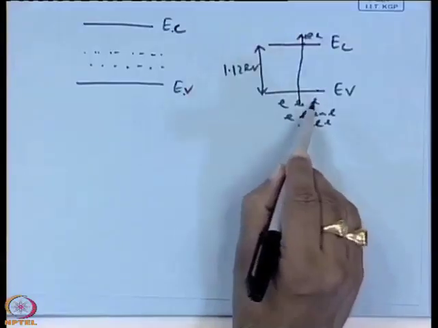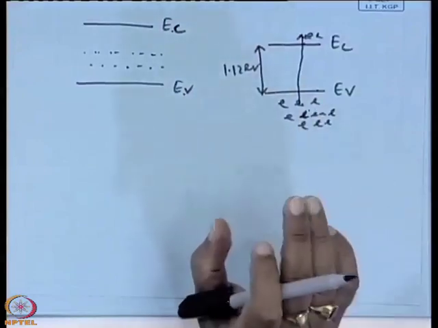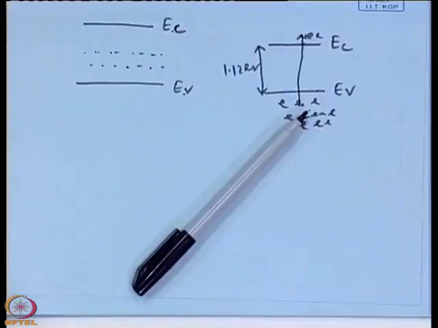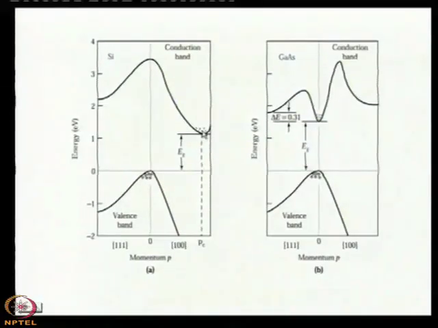So, there is no necessity for a change of momentum. But when it is in an energized state, in a particular state, say in the conduction band, if it jumps down to the valence band, conservation of momentum must be there. For a direct band gap semiconductor, it is not a problem, but for an indirect band gap semiconductor, a state must be there to conserve the system momentum.